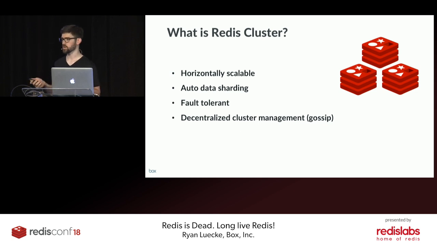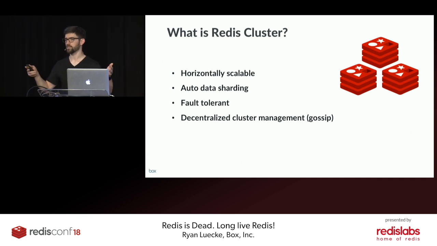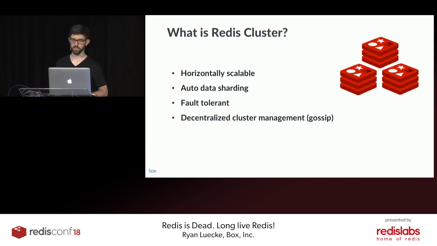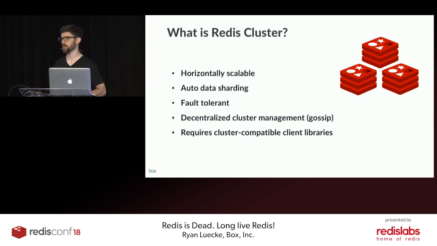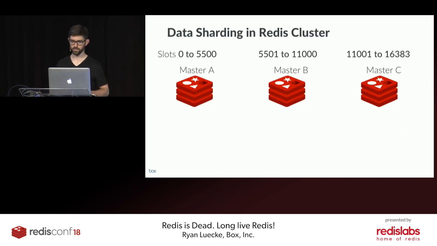It uses a gossip protocol amongst nodes to coordinate on what the configuration of the cluster is, and you can send any command to any cluster node in order to change the cluster, to administrate it. There's no single node that's the orchestrator of the entire cluster. Every node participates. And finally, it requires cluster-compatible client libraries. Because of the way that cluster works, the clients must be aware that they are talking to a Redis cluster. And we'll get into that in a bit.